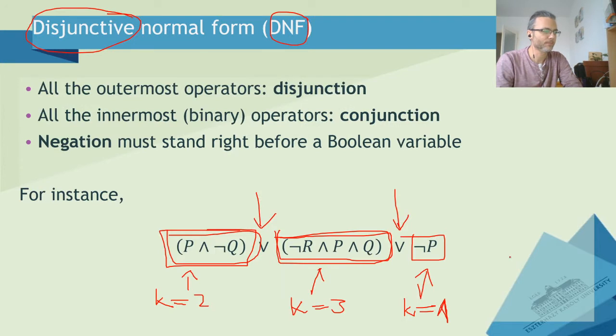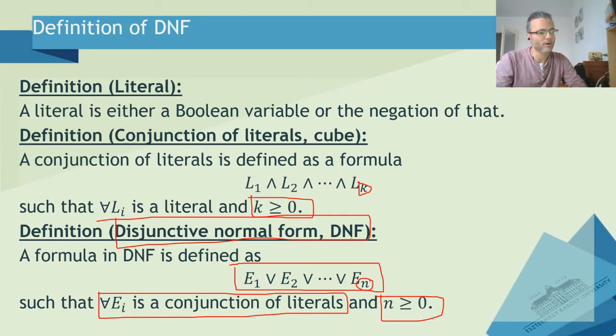For example here, how many cubes do we have? 3. Yeah, N equals 3 in this case. But N can be 4 or 5 or 1000 or only 1 or even 0. So it's also allowed to have an empty DNF. I will tell you in the new module what it means. It's not that important now. Okay, so this is the definition of DNF.